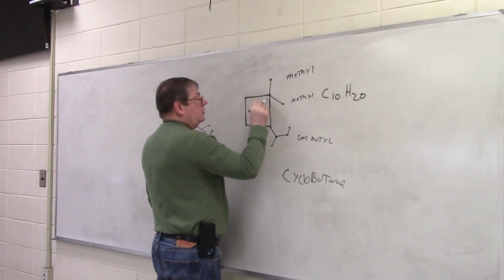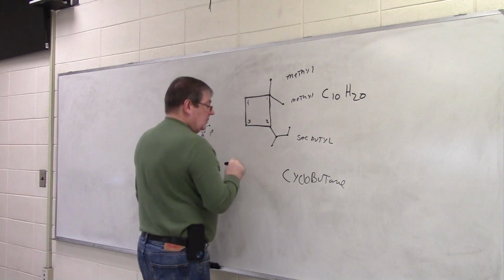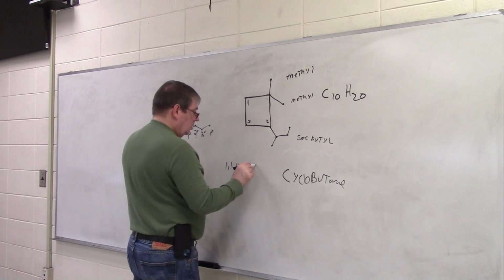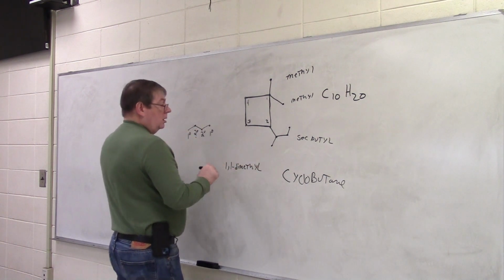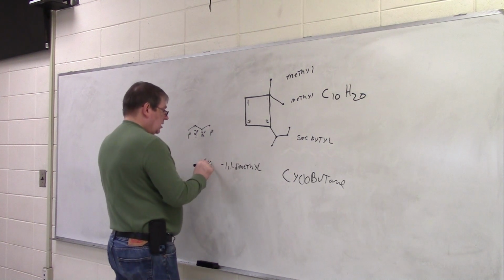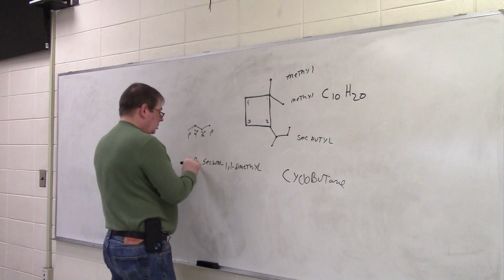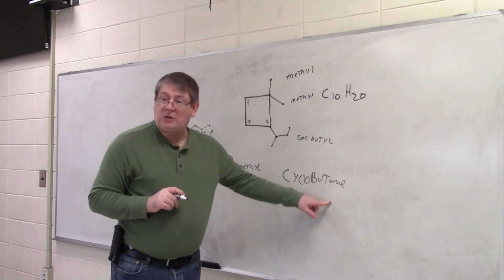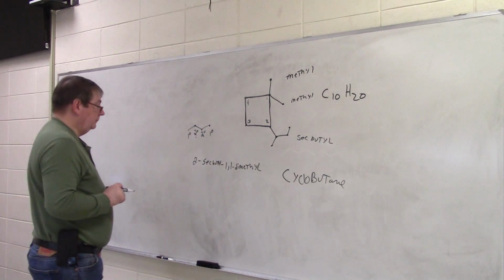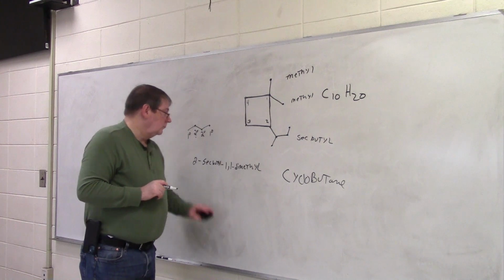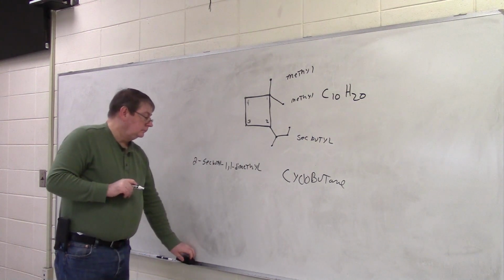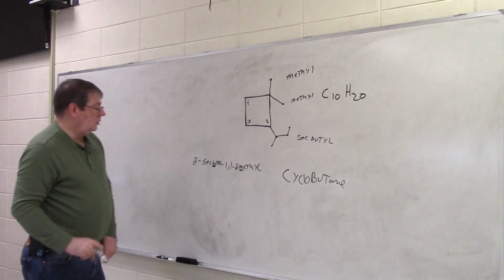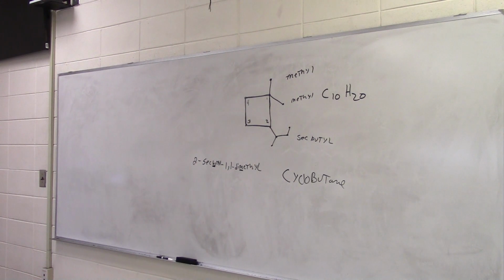We could number starting here, 2, 3, 4, which would give me 1,1-dimethyl. Sec-butyl. So if I did it this way, it would be 2-sec-butyl, 1,1-dimethyl cyclobutane, if I numbered it that way. So you are talking about, in terms of the alphabet, even though it starts with the S, you count the butyl. Okay. I think I remember you saying that. Yeah, butyl first over methyl.